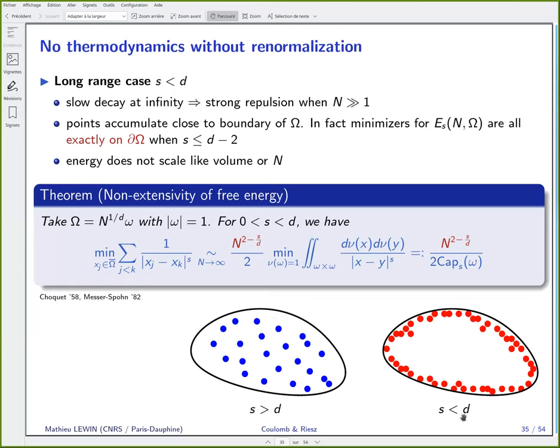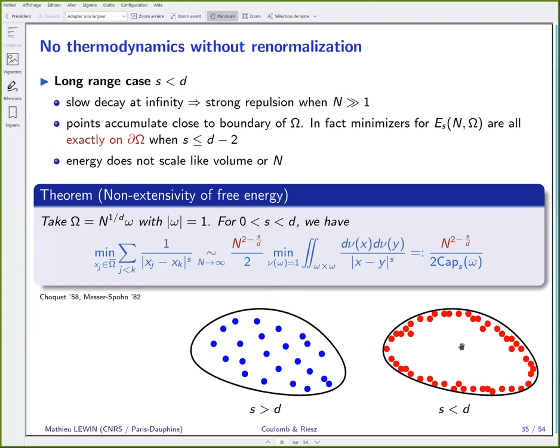But when S is less than D, they hate each other very much because of this long range. So your potential decreases too slowly at infinity. When it is raised to the power, it is not integrable anymore. It's too slow. And these points hate each other and just prefer to be close to each other. And they will not fill your domain omega at all, and you will not get an infinite configuration of points. Your omega will end up being essentially empty.